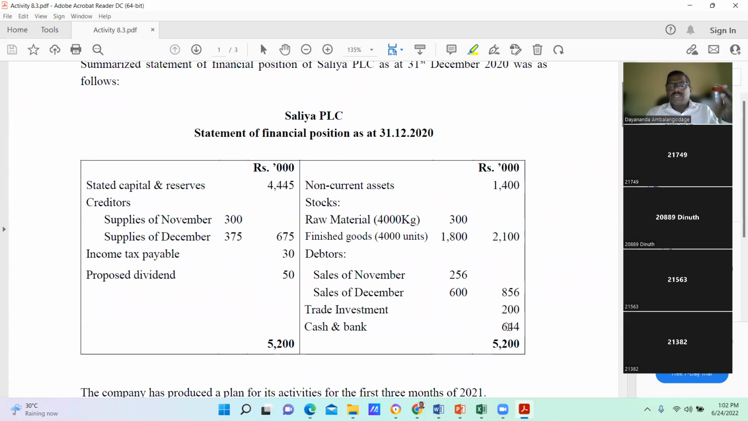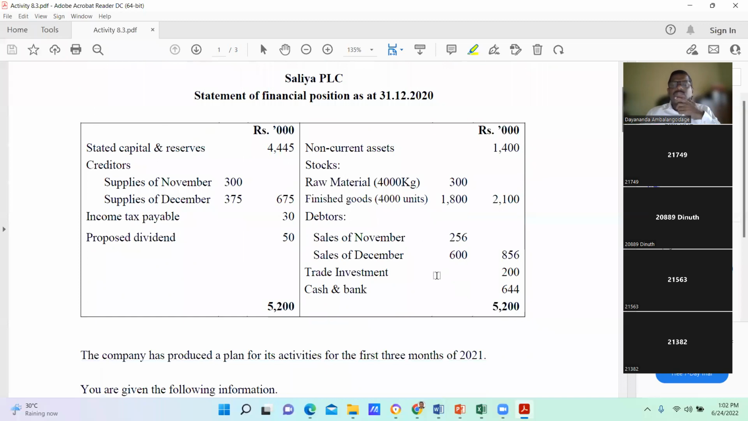We have the investment and cash at bank. Then we have creditors, of course: suppliers of November and suppliers of December. These are payable for the November supply and the December supply. Debtors consist of two parts, sales that took place in November and sales that took place in December. So that's the idea we need to understand.